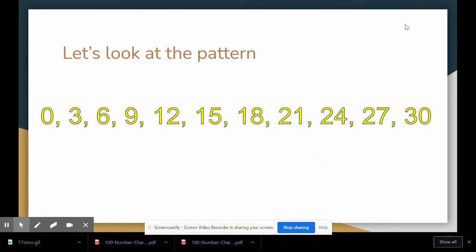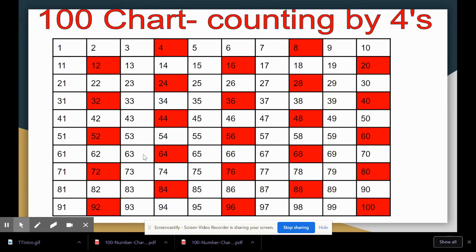Here's the pattern up until 30, and it may look familiar to you. 0, 3, 6, 9, 12. Does it remind you of the 3 times tables? It should, because the times tables are just adding by threes each time. 3 times 0 is 0, 3 times 1 is 3, 3 times 2 is 6, 3 times 3 is 9. It can help you.